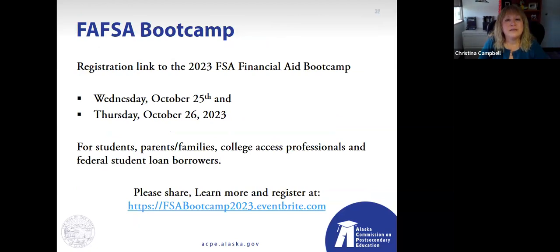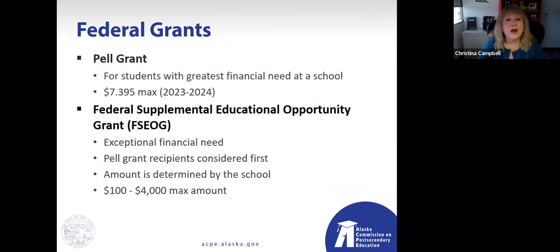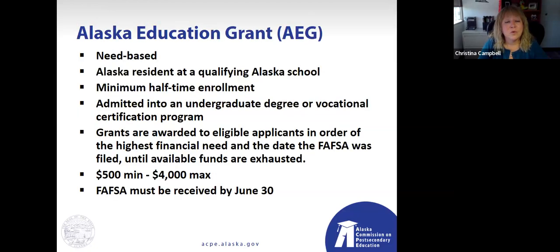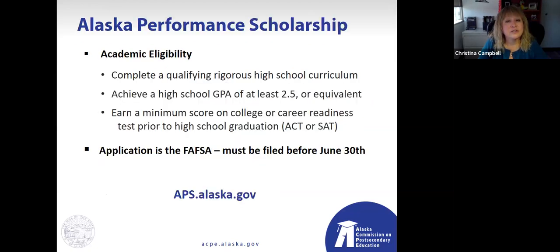These are some financial aid boot camps that are coming up where you can get more information on the new FAFSA, the better FAFSA. Grants, the maximum amount is $7,395 for the 23-24 year. That information will be updated usually in July for the 2025 FAFSA that's coming out, so it may be a little bit more. We have our state grant. The max is $4,000. The student can be eligible for both. There's also the Alaska Performance Scholarship. They can be eligible for all of those.